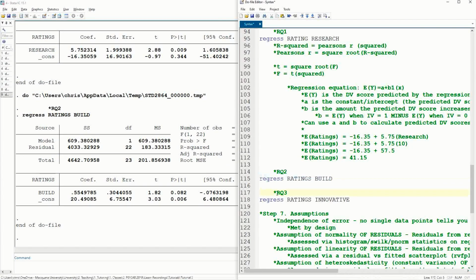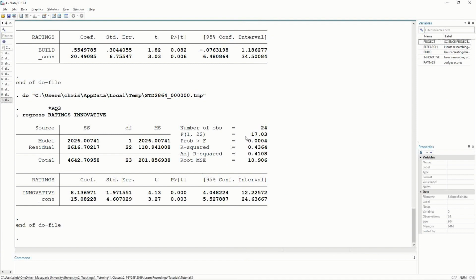Okay, and then let's very quickly do our other regression. And here we can see we have an F for the model of 17.03. It's significant. The level of innovativeness of the model explains nearly 44% of the variance in the judge's rating. We can see from our intercept that a project that has 0 uniqueness or innovativeness will get a rating of 15. But for every 1 unit increase in innovativeness, the rating will increase by 8 units. The associated t-statistic is 4, and that's a highly significant p-value. And again, this is conferred by the fact that our confidence intervals are both positive, so 0 is not in the confidence interval.